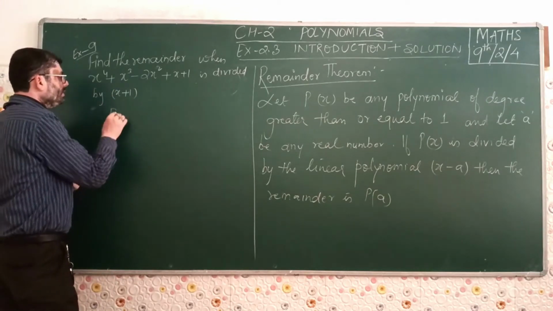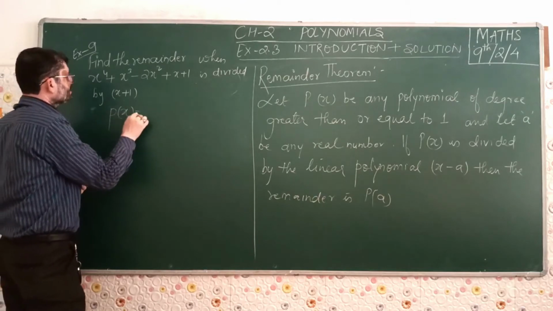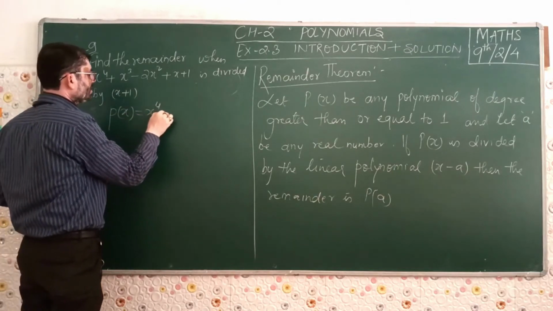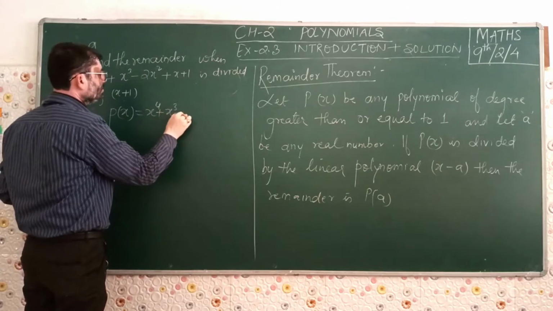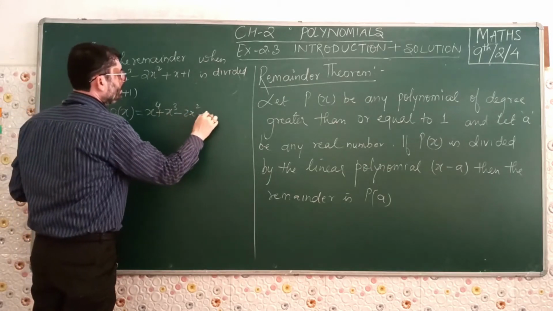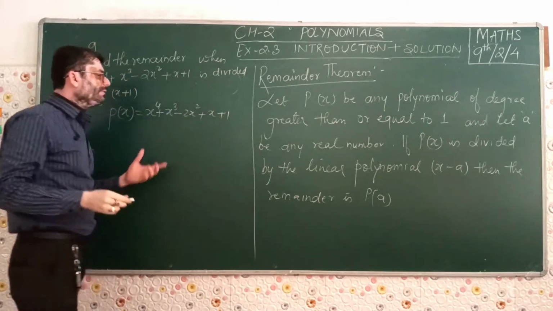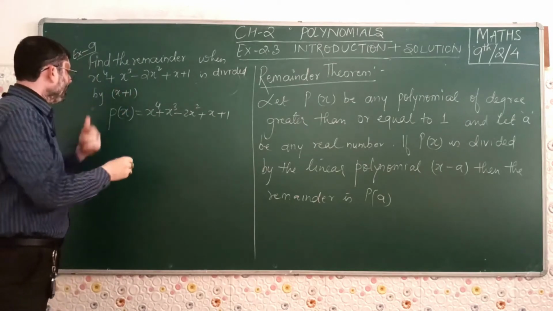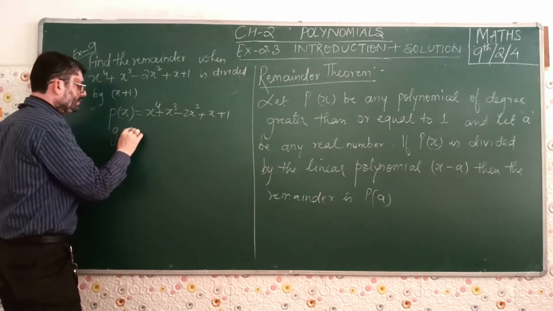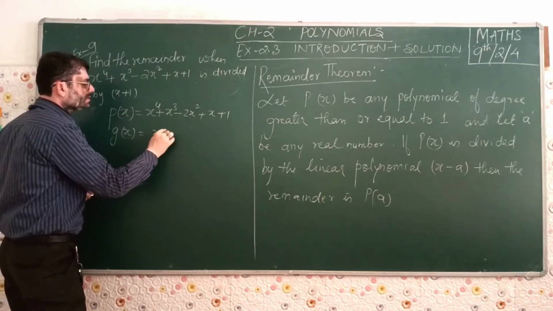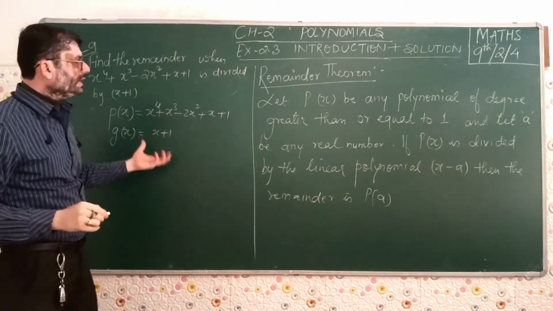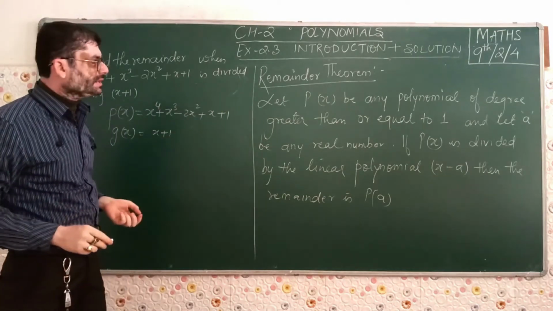So if you observe, we are given p of x, that is the polynomial x to the power 4 plus x cubed minus 2x squared plus x plus 1. And we have to divide this polynomial by this polynomial. That means we are given g of x is equal to x plus 1. Now let us compare with the remainder theorem that is given to us.